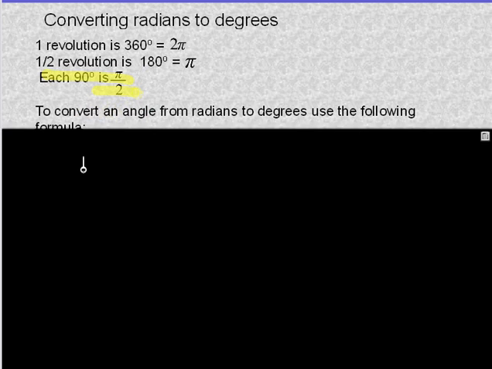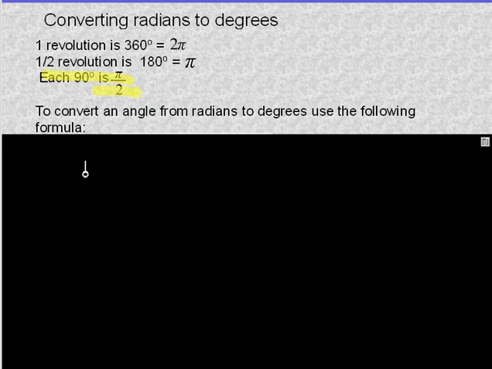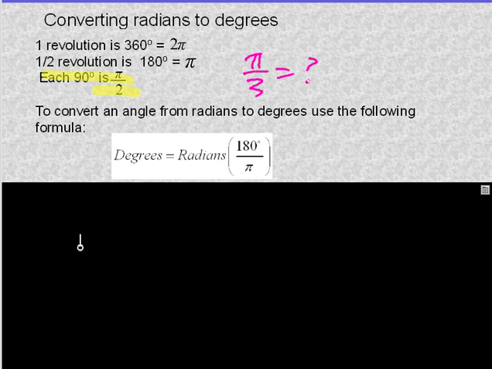If we want to convert an angle from radians into degrees, let's say we have an angle pi over 3 and we want to figure out how many degrees it is, you're going to use this formula. The angle in degrees is equal to your radians times 180 over pi. For this example, I'm going to take my pi over 3, which is the measure of my angle, and multiply it by 180 over pi. It makes it really nice. I can cancel these pi's out. This is 180 over 3, which is going to be 60 degrees.